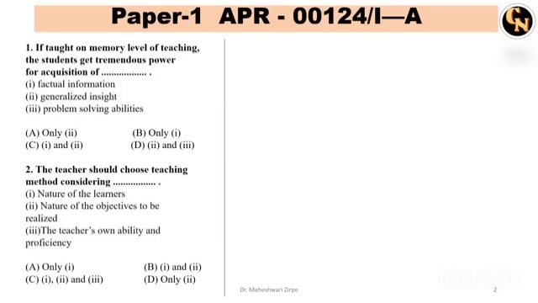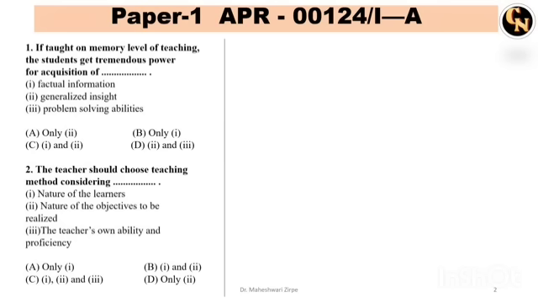Today we'll be solving paper 1, April 2024. This is set A. Question number 1. If taught on memory levels of teaching, the student gets tremendous power for acquisition of dash. So options given are factual information, generalized insight, problem solving abilities. So basically you will find that the student will get tremendous power of acquisition of factual information if the memory level is taught by the teacher. Okay. So here option B is the correct option.